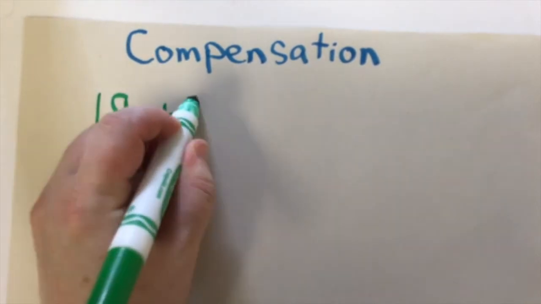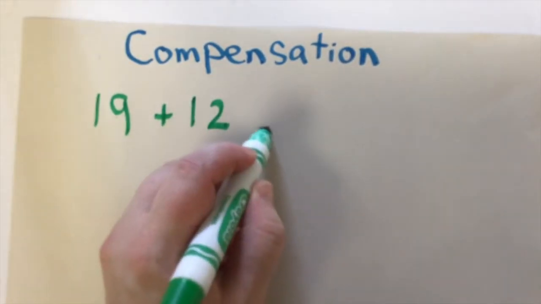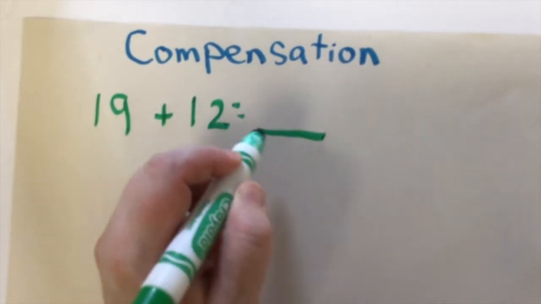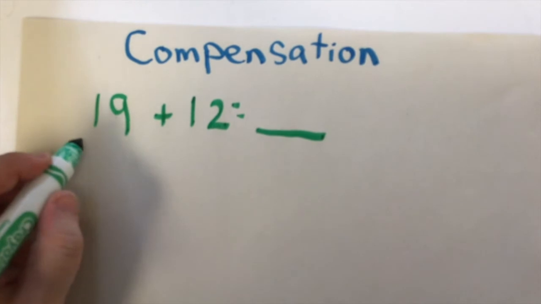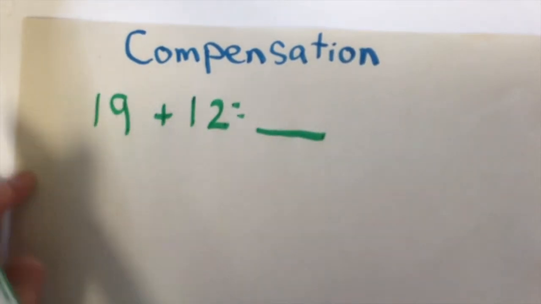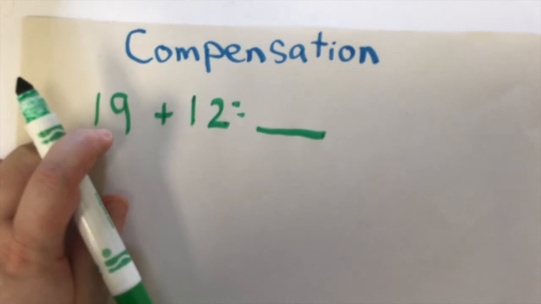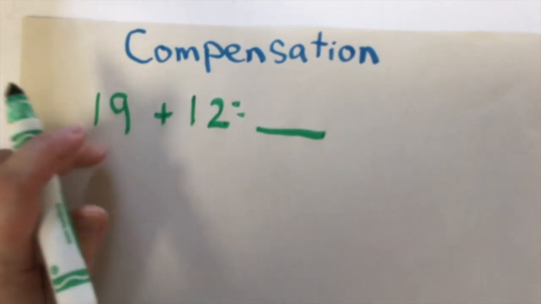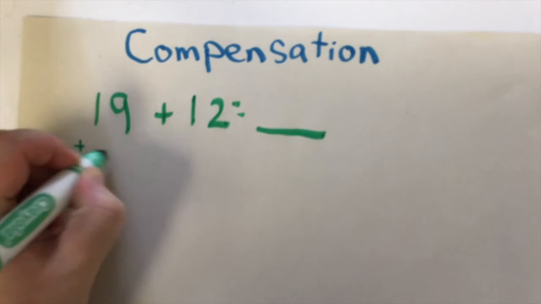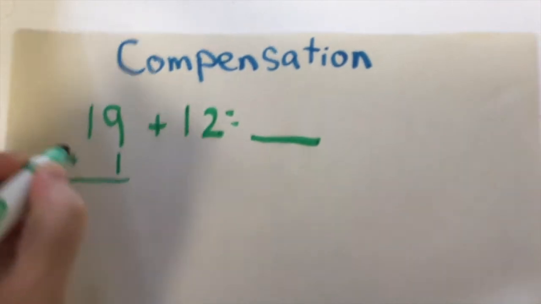So let's say I have 19 plus 12, okay? 19 plus 12. Step 1, I look at, well, which number is closer to a 10? Well, 19 is closer to 20. See, this is that estimation thing that people talk about. If I add one more to 19, I get 20.